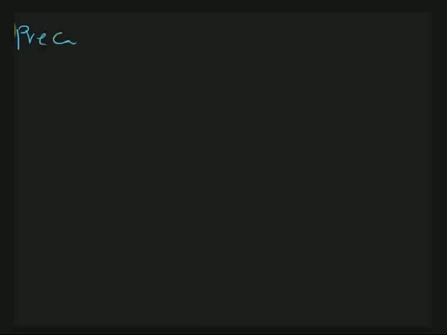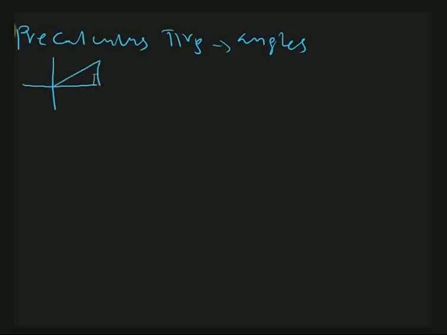In this lesson, I'm going to cover pre-calculus. I'm going to go through trigonometry and angles. Let's say this is your coordinate and you have an angle, so a triangle basically, and you have a 90-degree angle.